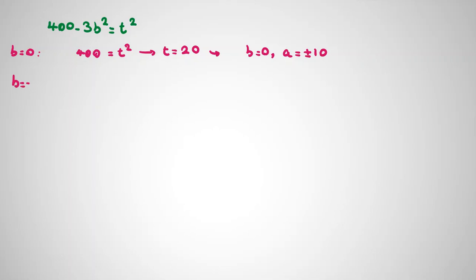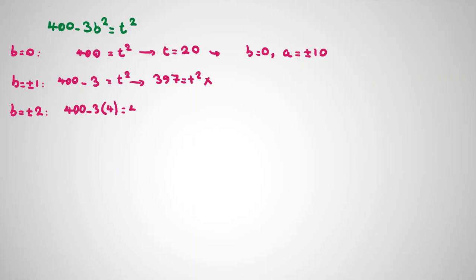Now let's check if b equals plus or minus 1. It will be 400 minus 3, and it will be t squared. So 397 is t squared. It's not possible. If b equals plus or minus 2, 400 minus 3 times 2 squared, which is 4, so 400 minus 12 will be 388. So 388 is not a perfect square.